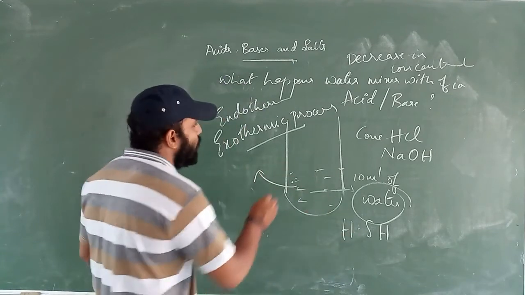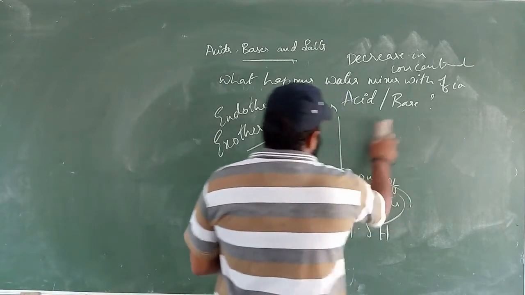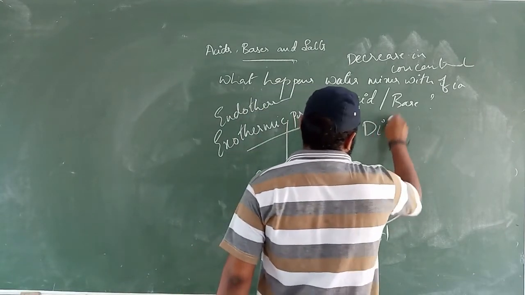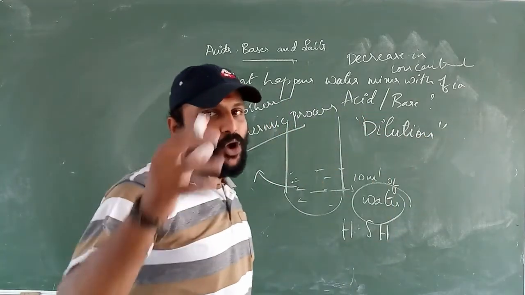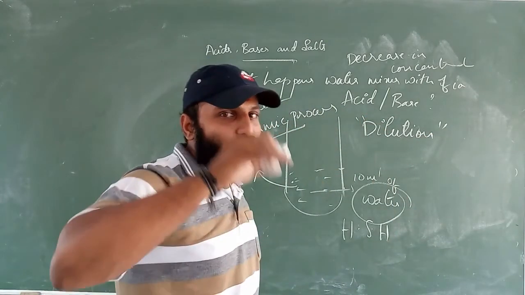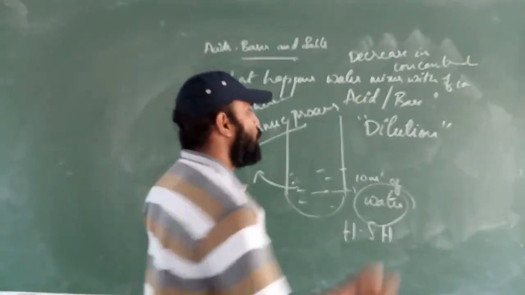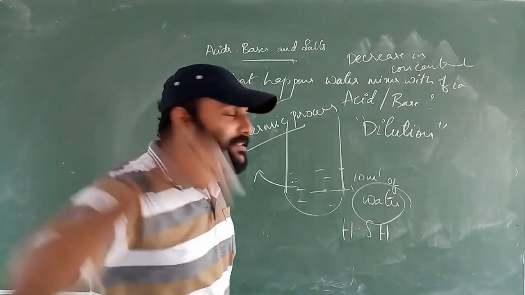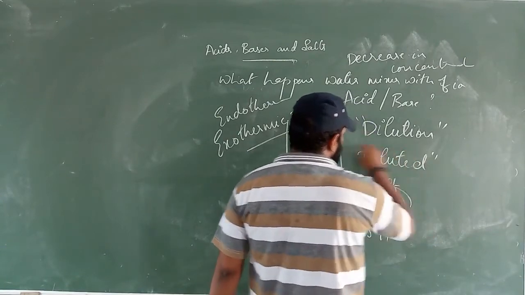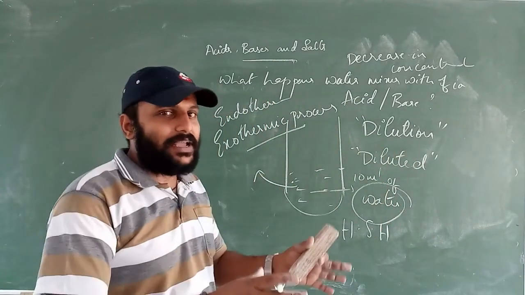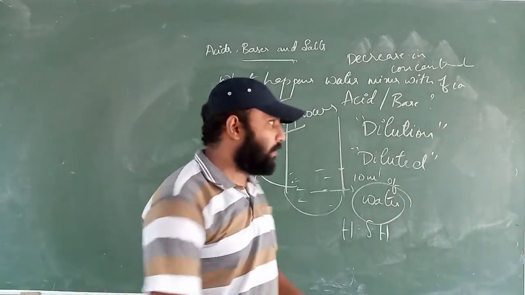That process is called dilution. Understood what is meant by dilution? Dilution is the process of mixing acid or base into water, which leads to a decrease in the concentration of ions. That acid or base gets diluted, and the process is called dilution. Understood everyone? I think everyone understood.